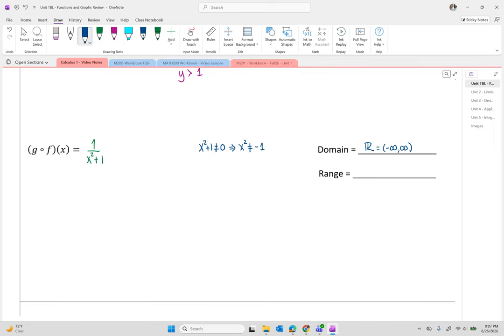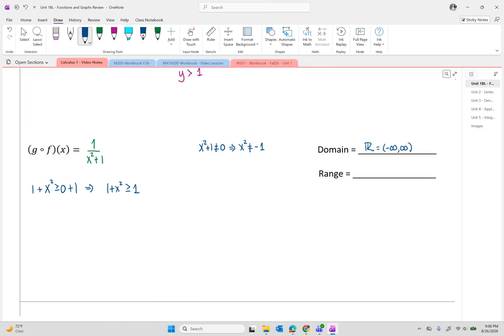Now, what is the range? The range is the y value, and we have to think what the expression 1 over x squared plus 1 could look like. So x squared is a quantity that is greater than or equal to 0 for any real number x. And then if I add a 1, 1 plus x squared, or x squared plus 1, will be greater than or equal to 1.